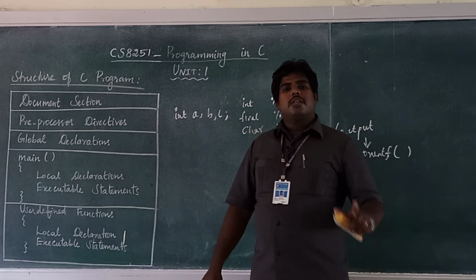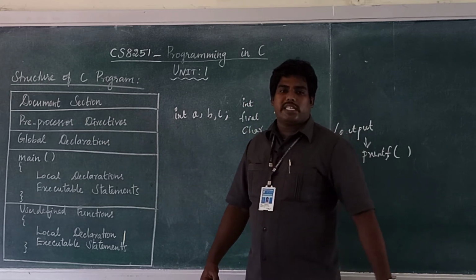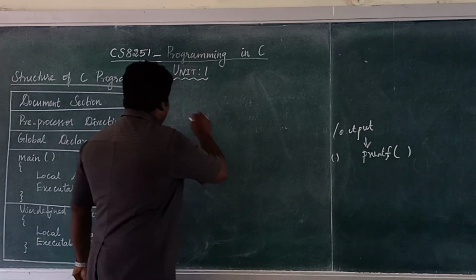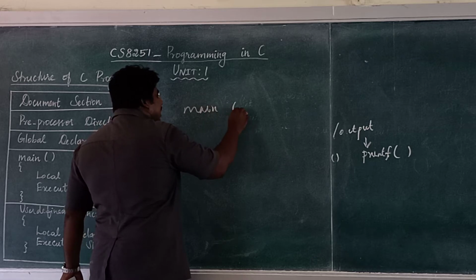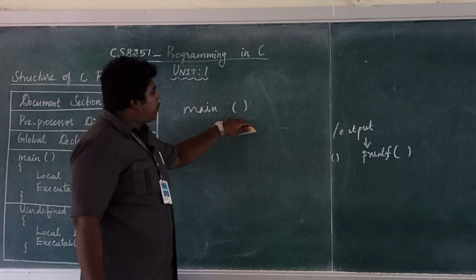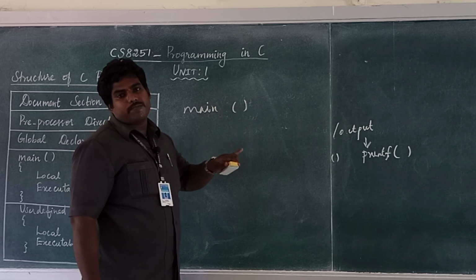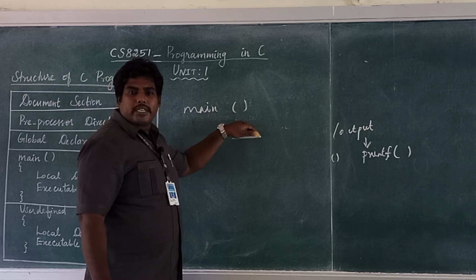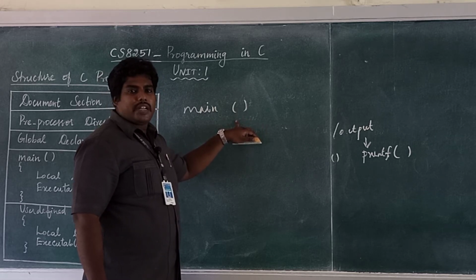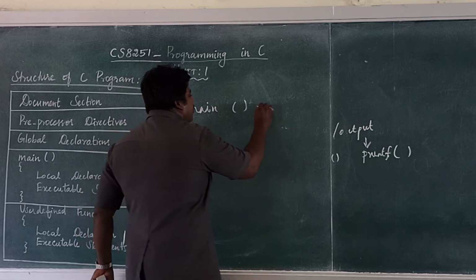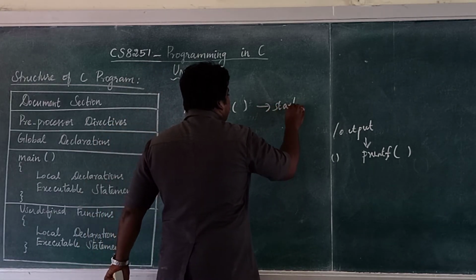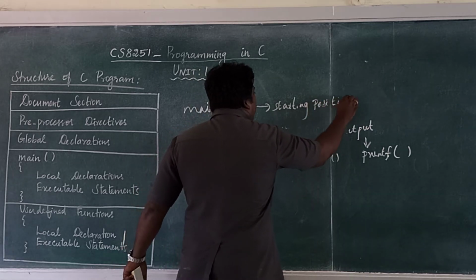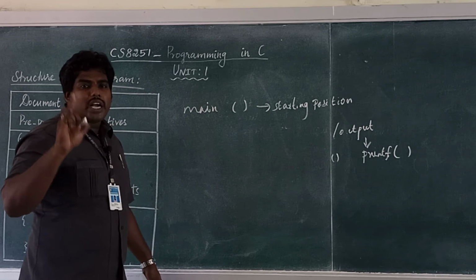Now, the next important thing is the main function. What's the use of main? Anyone? Any word that comes along with open and close brackets, we say it is a function. Any name, main or anything else, that comes along with open and close brackets is a function. So main is a function which denotes the starting position of your program. All C programs have one main function.